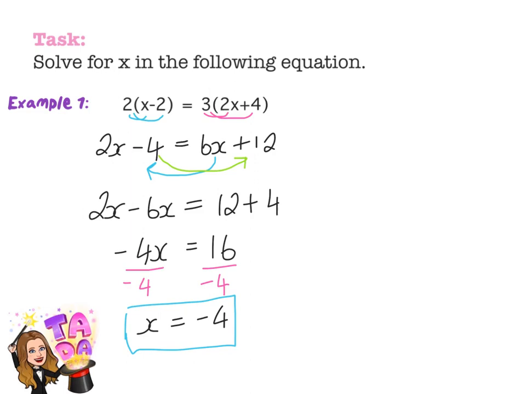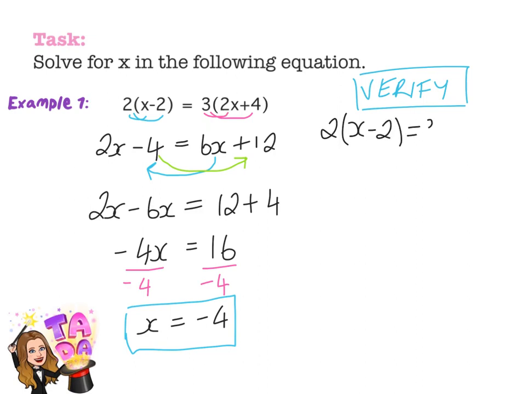Okay, let's see, can we verify this now? So let's verify our solution. And in an exam, this would be asked for you to justify your answer, which is another way of saying verify. So we're going to substitute in minus 4 for every time we see x. And BIMDAS is going to come into play here now. So we've got 2 times (x minus 2) equals 3 times (2x plus 4).